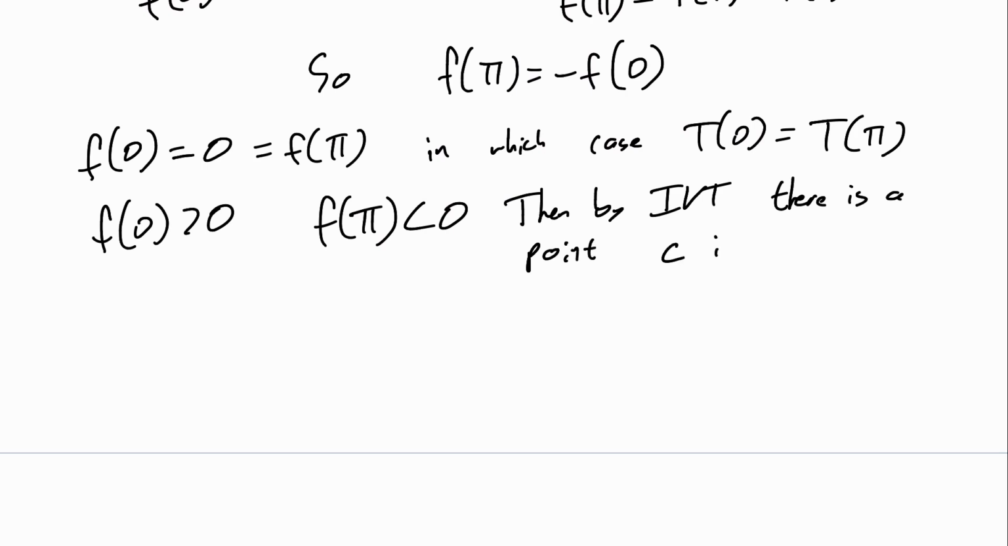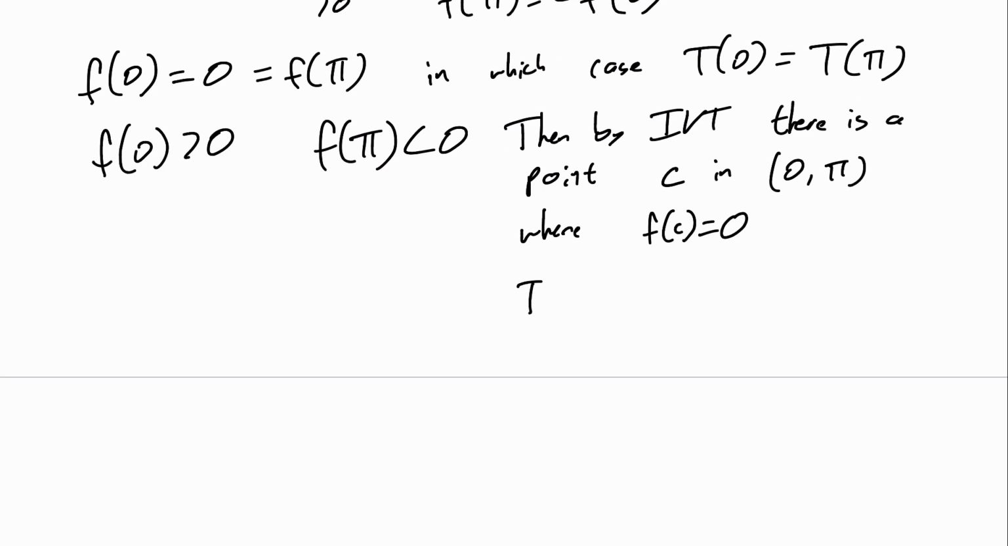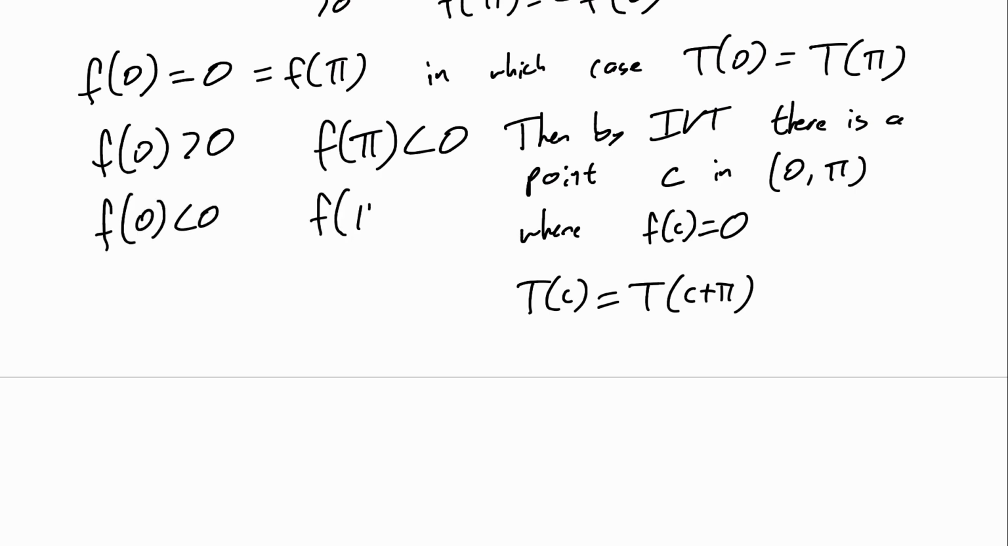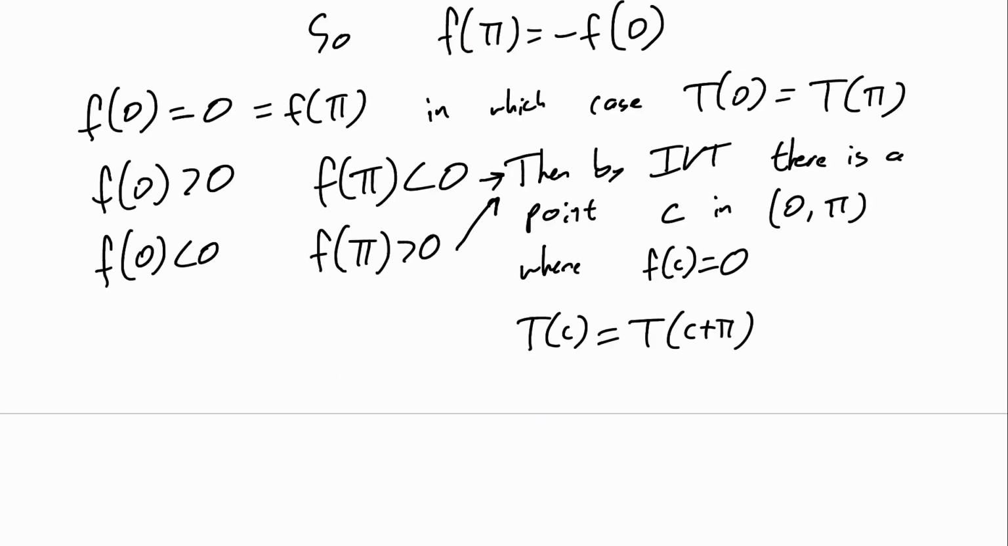By the intermediate value theorem, there's a point c in the interval from 0 to pi where f of c equals 0. We're just using the intermediate value theorem to show a 0. If f of c equals 0, then that means T of c equals T of c plus pi. We're looking at the places on the opposite sides of the circle. They're going to have the same temperature. Okay, and the other case is f of 0 is less than 0, which means that f of pi is bigger than 0, but then same logic. The intermediate value theorem says there's a place on opposite sides of the circle with the same temperature.